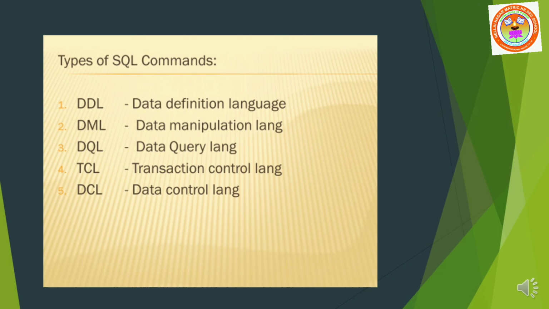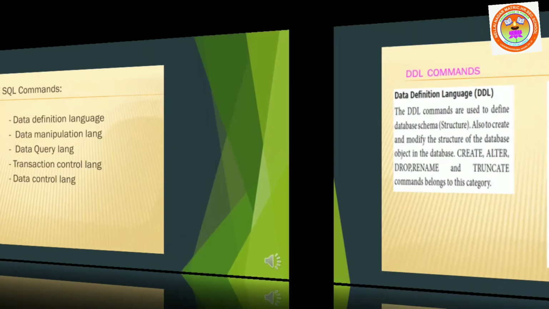TCL is transaction control language. DCL, data control language. So under this DDL, we will be having many commands. This language contains many commands. Then the next language contains many commands. Like that, we are going to see the commands related to each language.